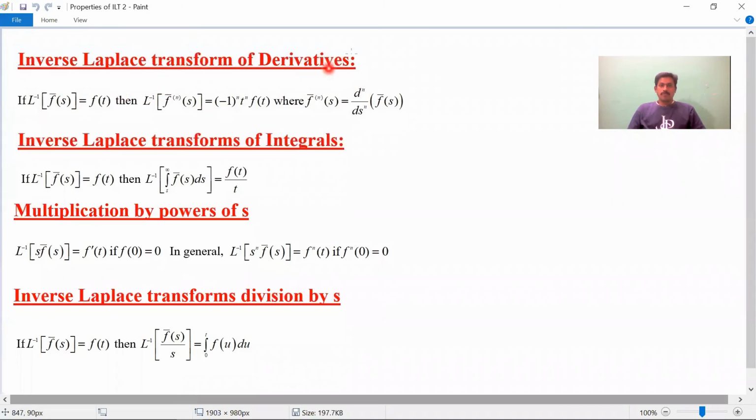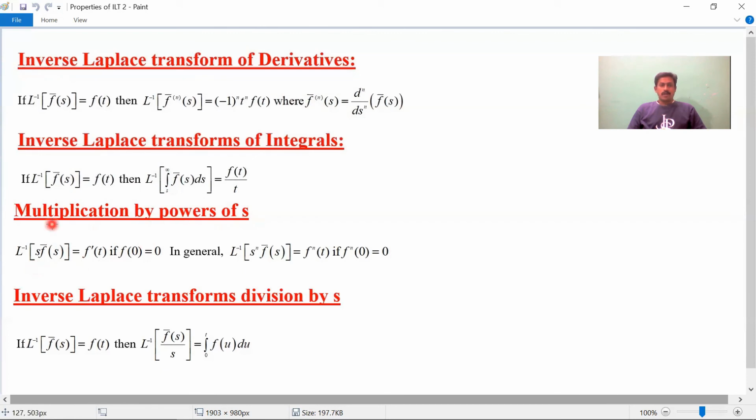Inverse Laplace transform of derivatives. If L inverse of f bar of s equals f of t, then L inverse of f bar nth derivative of s equals minus 1 whole power n t power n into f of t, where f bar nth derivative of s equals d power n divided by ds power n f bar of s. The next statement, inverse Laplace transforms of integrals. If L inverse of f bar of s equals f of t, then L inverse of integral s to infinity f bar of s ds equals f of t by t.